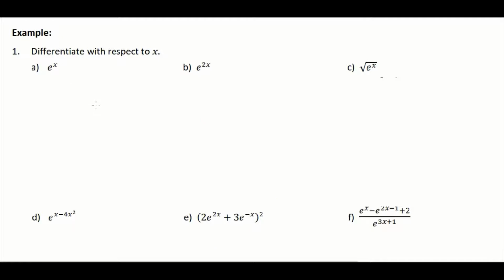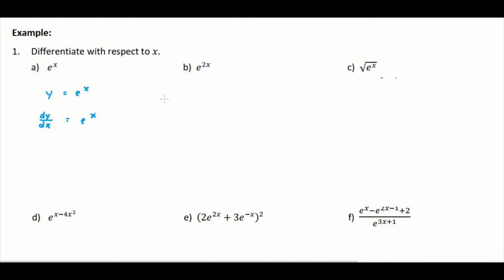Okay, so let's try to look at a few examples. We'll start with a very easy one, e to the power of x. So maybe we just let y equal e to the power of x. Just now we said that when you have e^x, after you differentiate, you should be getting exactly the same thing. Okay, so move on to b.